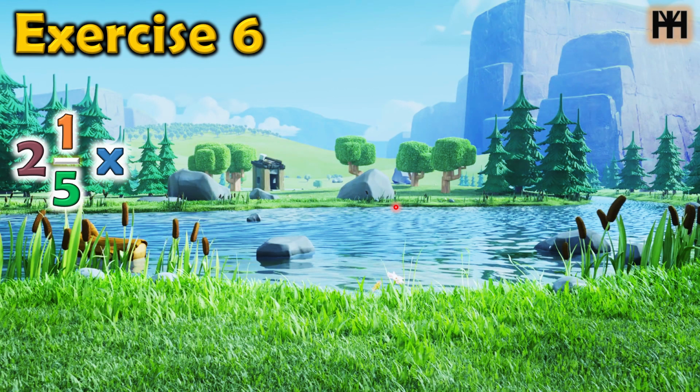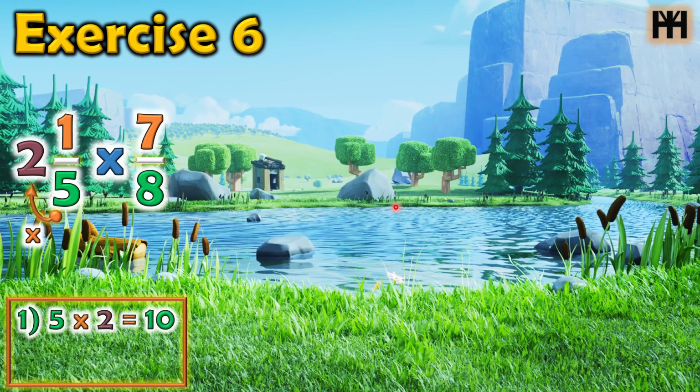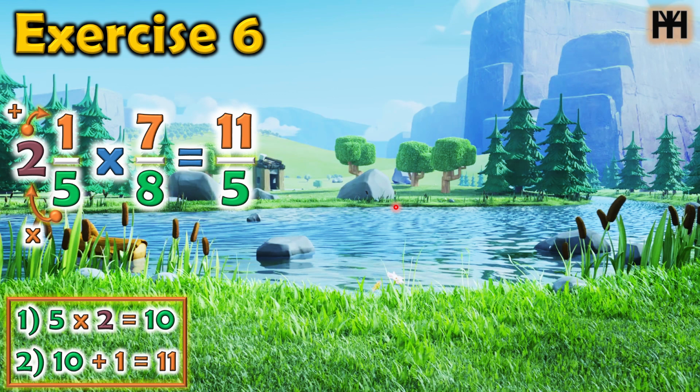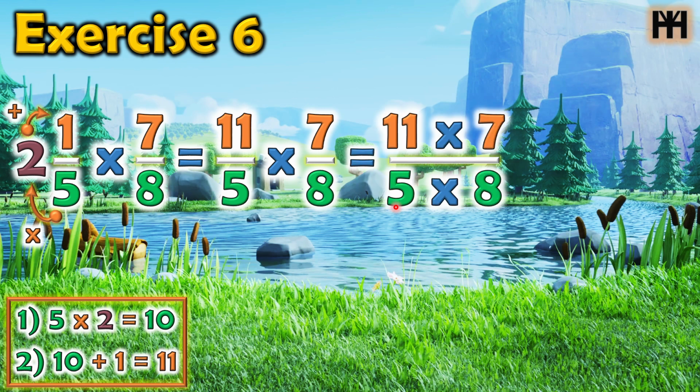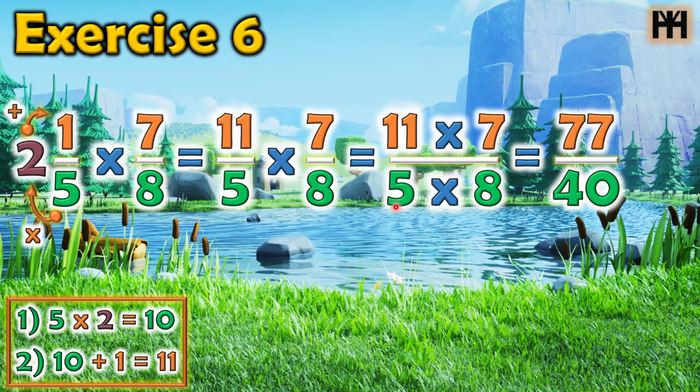Okay, exercise 6. You have 2 and 1 over 5, multiply 7 over 8. So first 5 times 2, so it's 10, plus 1 is 11. So it's 11 over 5. Then multiply 7 over 8. We don't need to do anything with 7 over 8. So it's 11 times 7 over 5 times 8. So 11 times 7 is 77. 5 times 8 is 40.